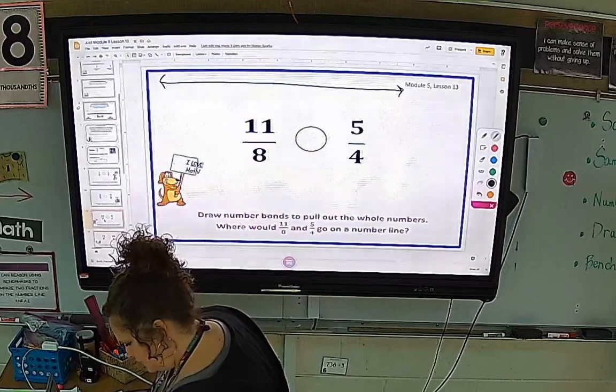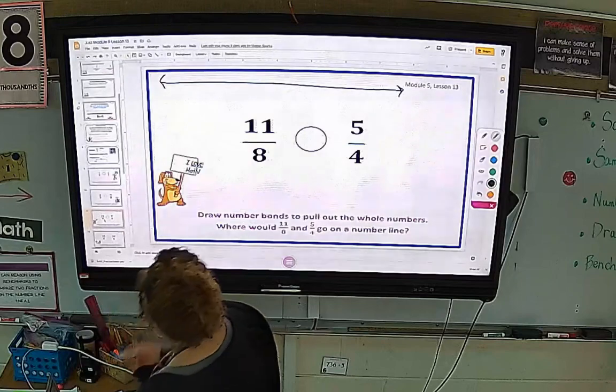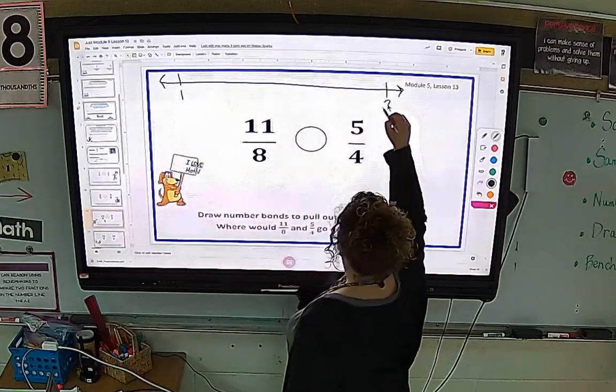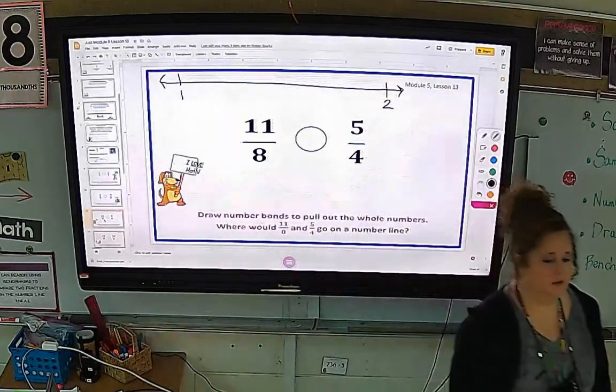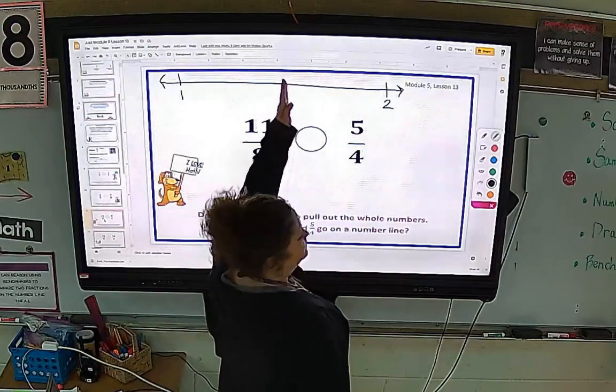I think the number line has changed this time. Let me double check. Yeah, this time we're going to start it at 1 and go to, I believe, 2. Okay, here's the big question for you. Go ahead and draw your number line at the top. Start it with 1 and end it with 2, with your little arrows. But what I want to know is what would go in the middle of our number line, right here. Because we like those benchmarks.